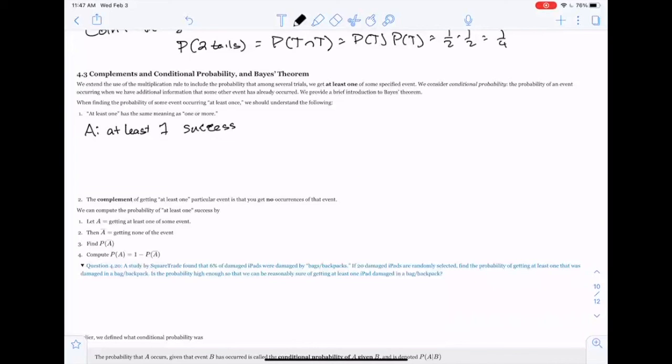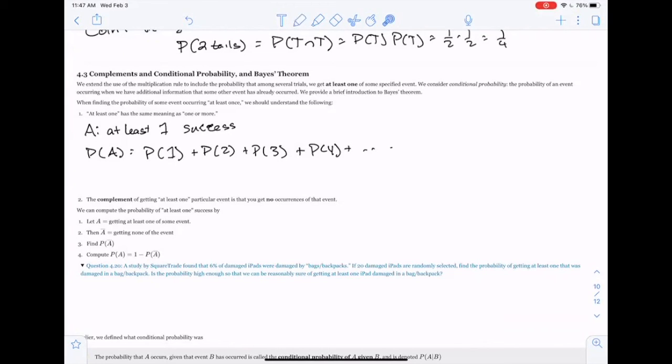The problem with this, and the thing that makes this difficult, is if I want to compute the probability of A, this is going to be the probability of getting at least one success, but that means one or more. That means I want the probability of one success plus the probability of two successes plus the probability of three successes plus four successes plus dot, dot, dot. That's a lot of different simple events to keep in mind.